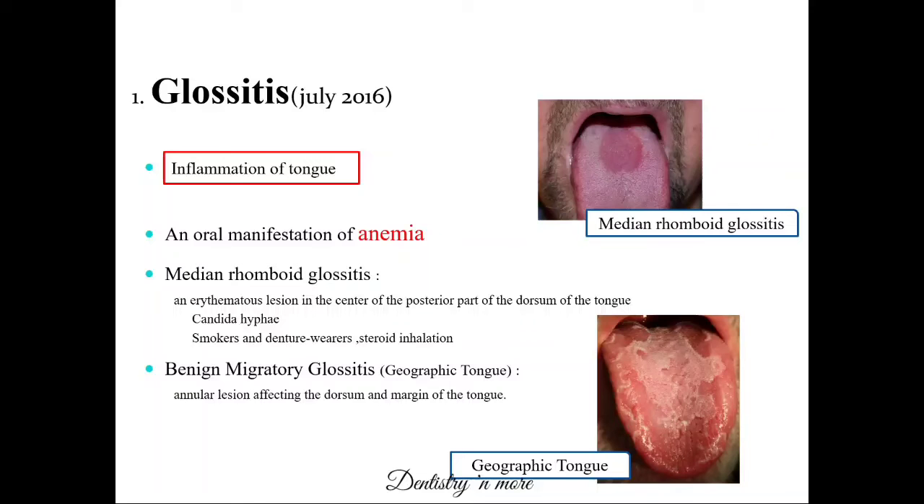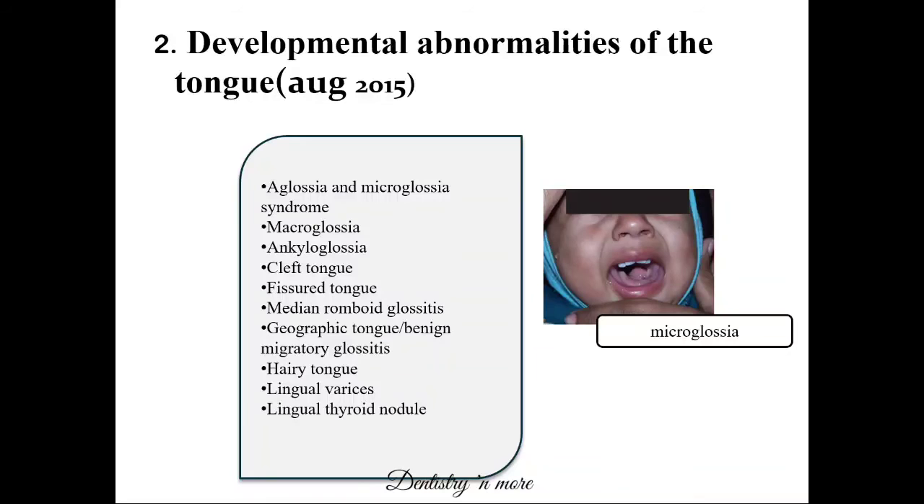And then next is the benign migratory glossitis, which is the other name for geographic tongue. It is called geographic tongue because it depicts geographical map areas around the tongue itself. You can see that it is found to be affected around the lateral borders of the tongue as well as the dorsum part of the tongue. So that highlights the glossitis.